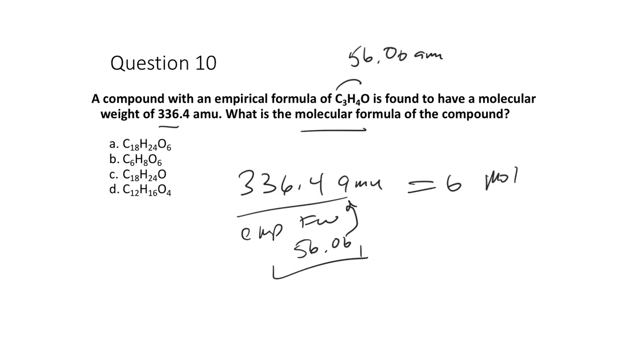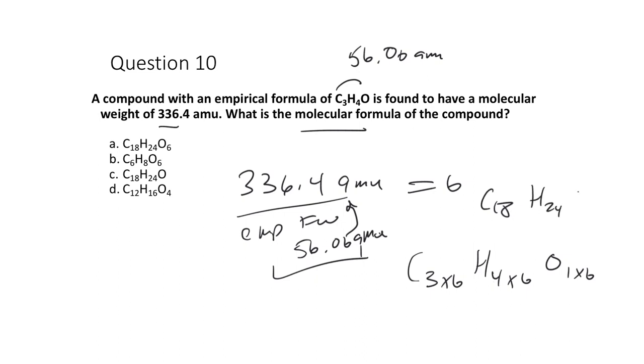These are both AMUs, so this is just a ratio of how many of the empirical units there are in the molecular formula. So now my formula should be: I just want to start with C3H4O, and then I'm going to multiply each of these by 6. So C18H24O6.